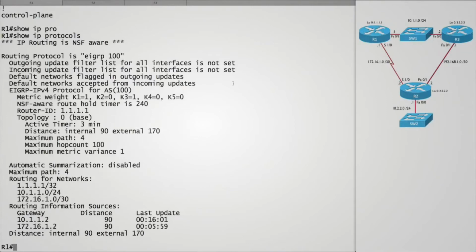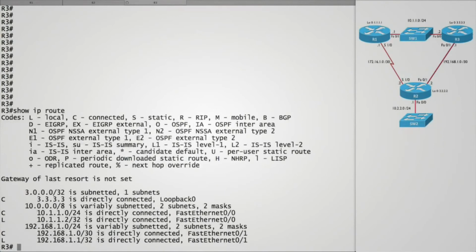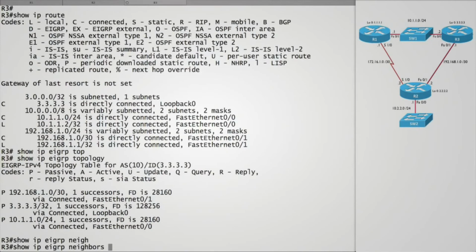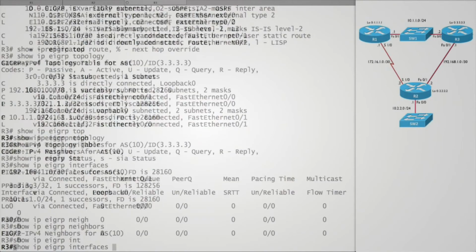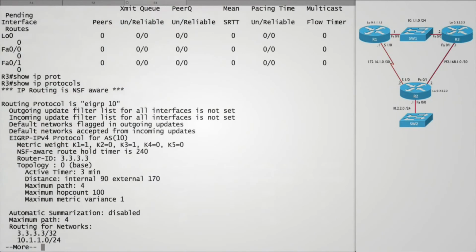Let's go to R3 and give the same set of commands. On R3, let's do a show IP route. Wow, doesn't look like we've learned anything via EIGRP. Let's do a show IP EIGRP topology, show IP EIGRP neighbors, show IP EIGRP interfaces, and show IP protocols.